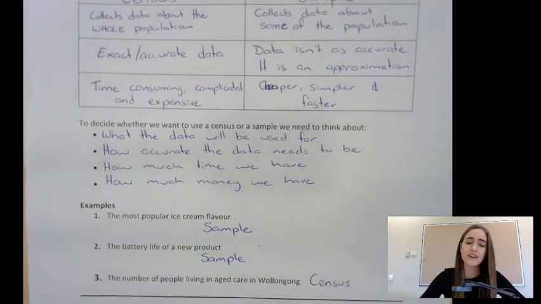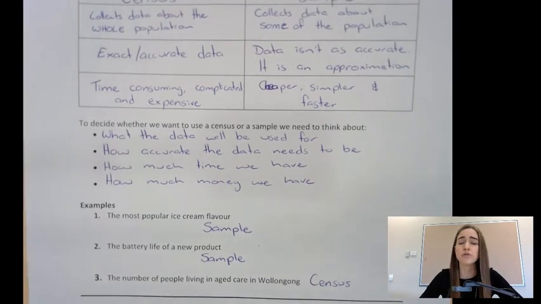Again, it would depend what the data is being used for. So we haven't been told. So you could possibly argue for a sample depending on why we're collecting the data. But because it's a fairly important resource that we're looking at building infrastructure and getting medical resources and training people to work in that area, it is important. So I'm going to say a census. So that's having a look at the difference between a census and a sample.